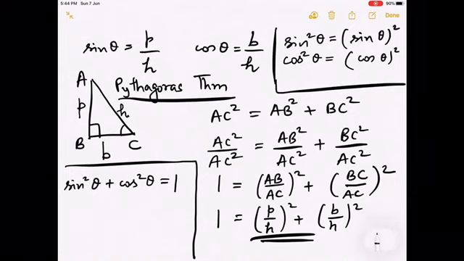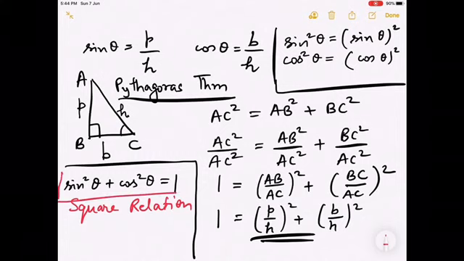This is the first one of the square relations, so I call this the first square relation: sin square theta plus cos square theta is equal to 1. From where does it come? It comes from Pythagoras theorem. As I divided by AC square, I get the first square relation, but if I divide by AB square or BC square, then I'll get a different kind of square relation. Since we can divide by 3 sides, there are basically 3 square relations.